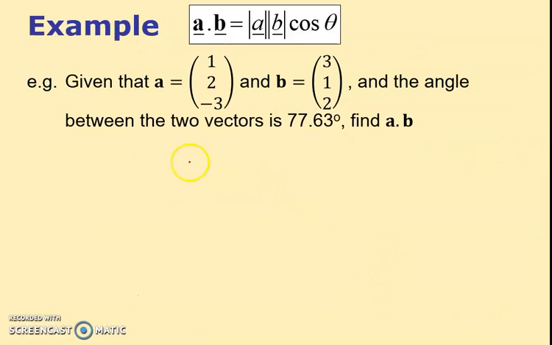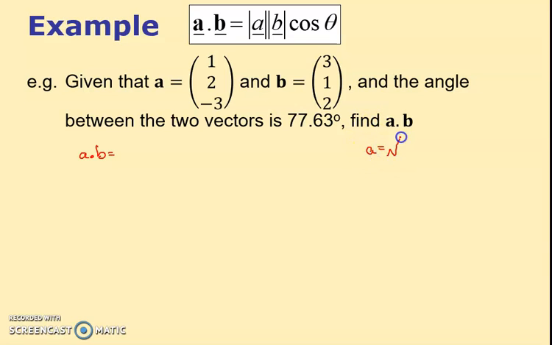Now, let me give you an example of this. It's a three-dimensional question. It says, given these vectors and the angle between them is, oh, that's a bit accurate, isn't it? Find A dot B. Okay, then let's do that. Well, A dot B equals, well, notice what I do here. I have to find the magnitude of both of them. So let's find that over here.